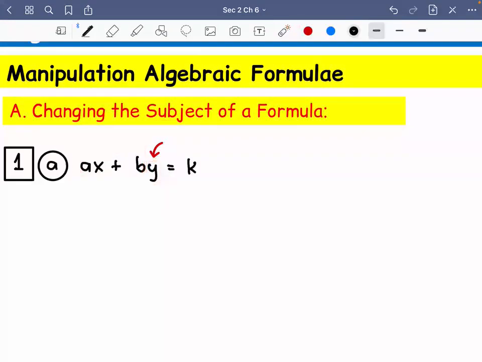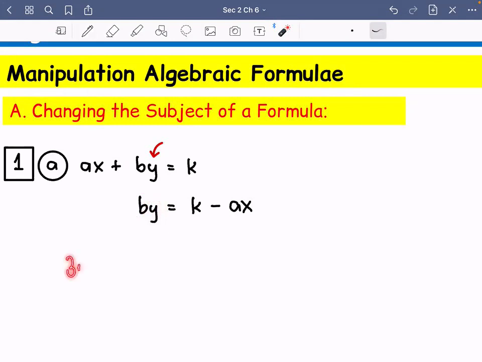Okay, so with that, the first step that I'm going to do with this kind of question is to transpose ax to the other side. By that I'll bring down by equals k. And what happens to ax? It becomes minus ax, right? And then, since I want y to be the subject of this formula, of course, I need to get rid of b. How do I get rid of b? I cannot transpose b because it's connected to y, right?